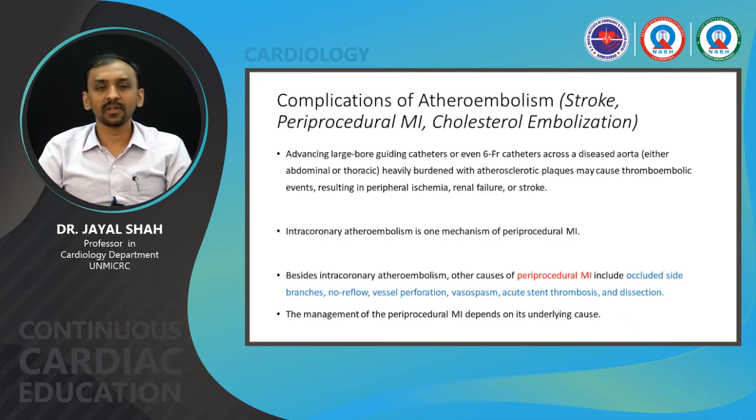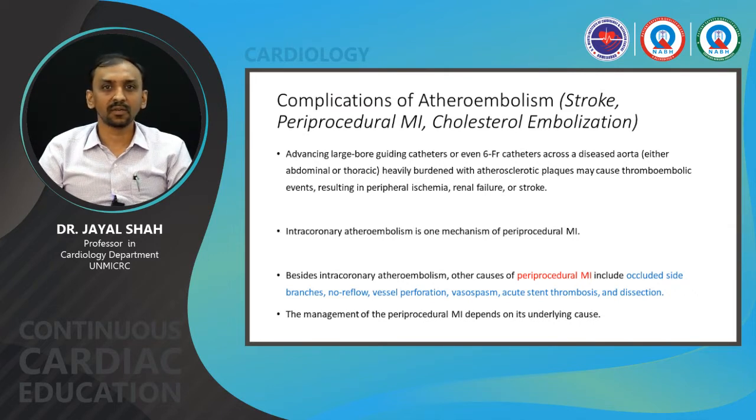Another important complication is related to atheroembolism, primarily stroke, periprocedural MI and cholesterol embolization. So advancing large bore guiding catheters or even a 6 French catheter across a porcelain aorta, which is laden with atherosclerotic plaque, is highly prone to cause thromboembolic events resulting in peripheral ischemia, renal failure or stroke. Intracoronary atheroembolism is an important mechanism of periprocedural MI.